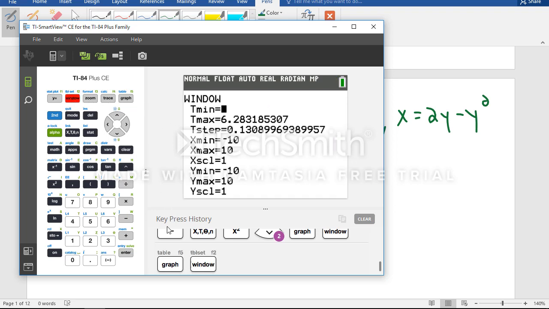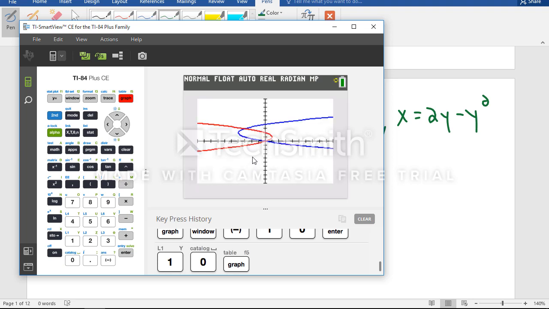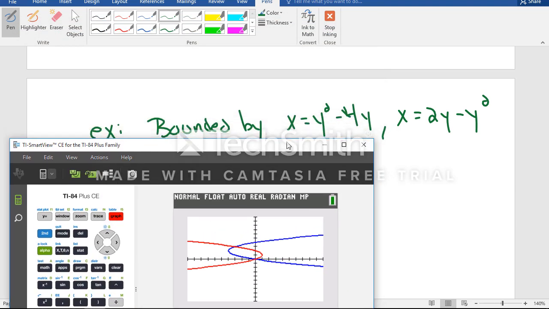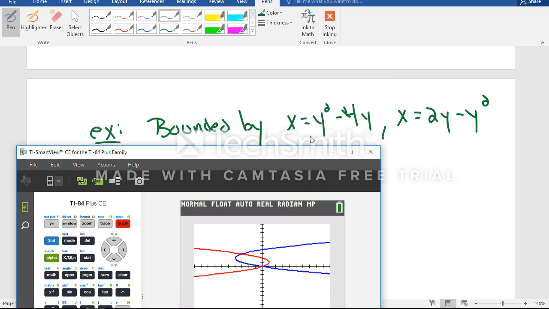So I'm just going to go back to the window. Let's make this, let me use the negative key, negative 10 to 10. And then when I graph, that should give me a more complete picture of the parabolas. So I can see here's one parabola, here's the other. Now if we think about this for a second, algebraically speaking, this parabola has a positive y squared, so that's going to be this graph opening upward, right? And this parabola has a negative y squared, and that's going to be this graph opening downward.